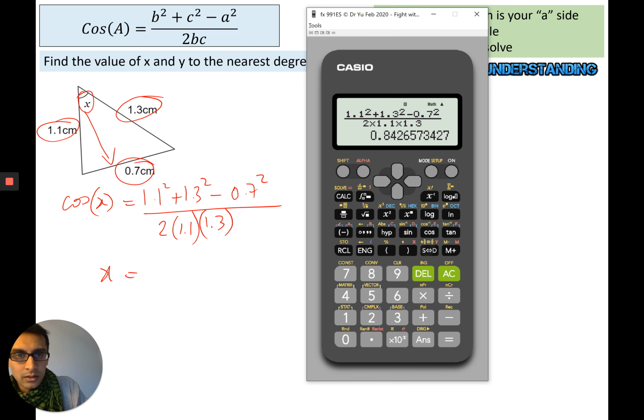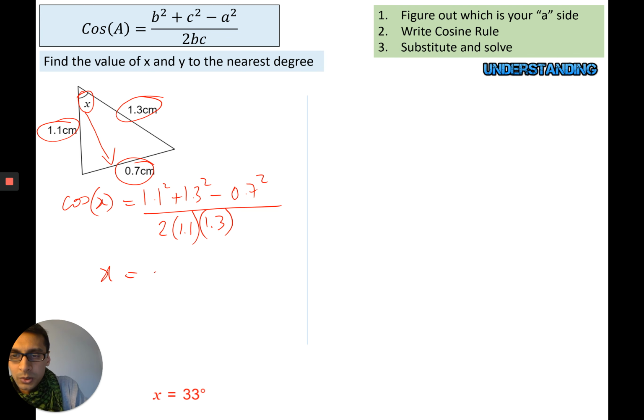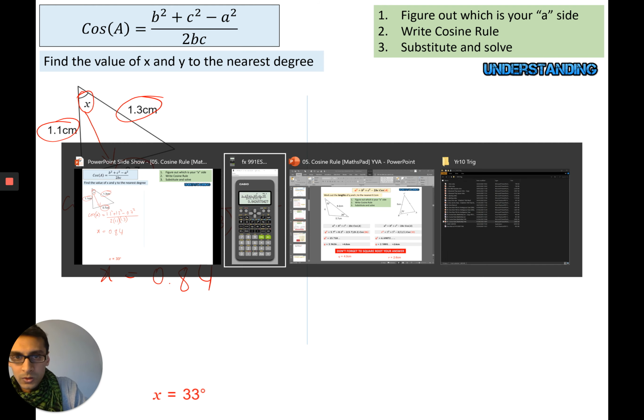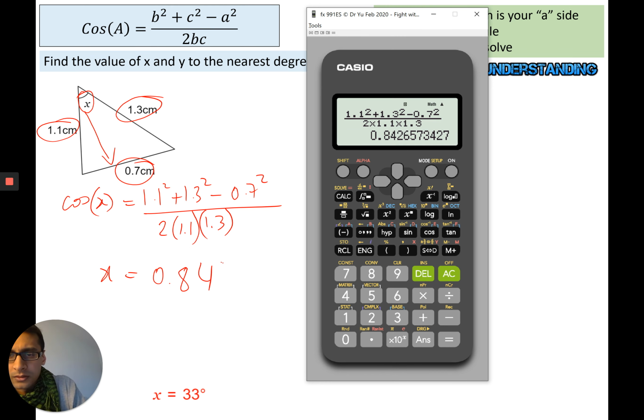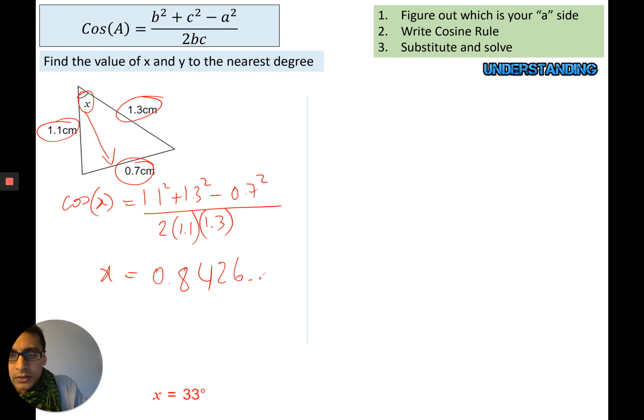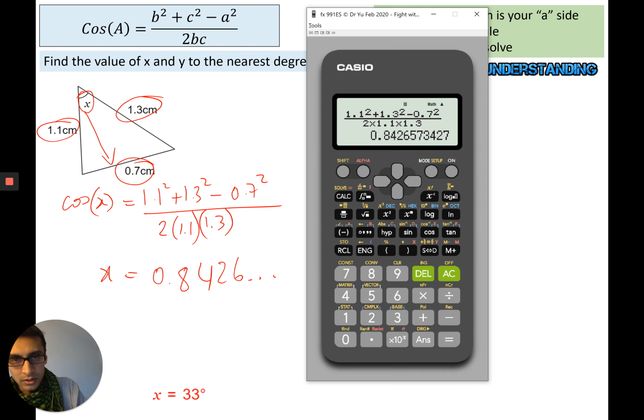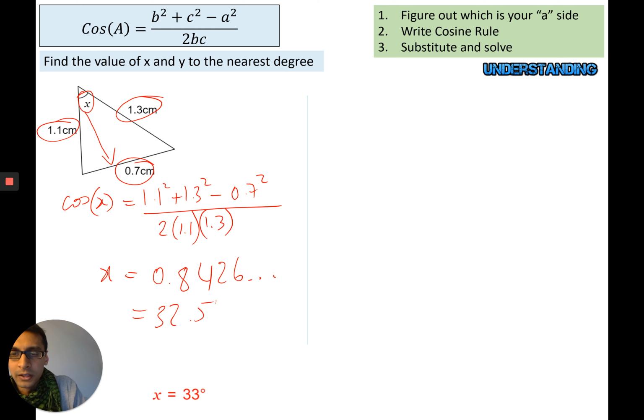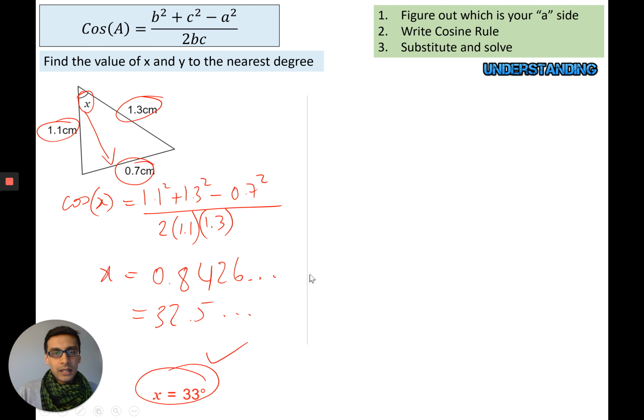That's cos x, so you're just going to change that into a decimal as 0.8426 and so on. And then we are going to do cos inverse, so do not round that on your calculator. So shift cos inverse answer, and you should get 32.5. This is asking for the nearest degree, so that just becomes 33 degrees. So it equals 32.5, and then that rounds to 33. This is your answer.